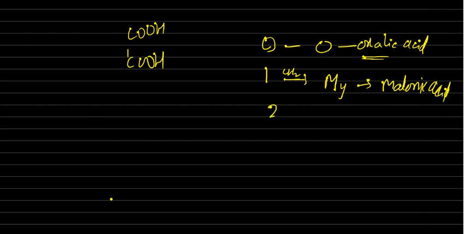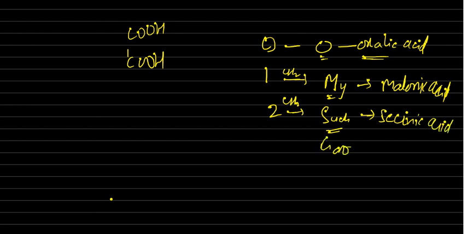Then 2 carbons, 2 CH2 groups, is succinic acid. I am writing these code words: Oh my such good apple. This is a word you can remember. O for oxalic acid, M for malonic acid, S for succinic acid, G for glutaric acid, then A for adipic acid.